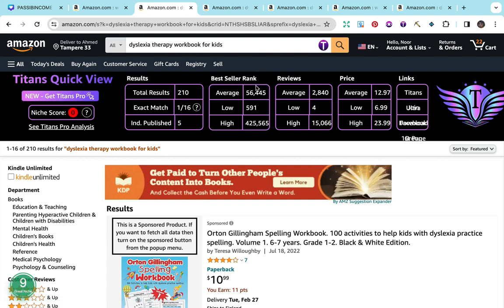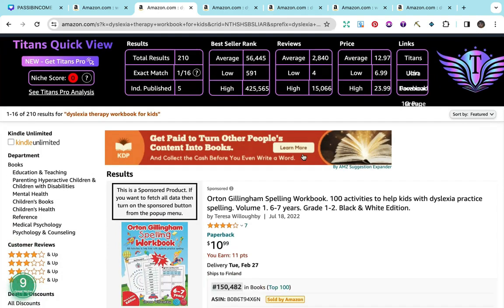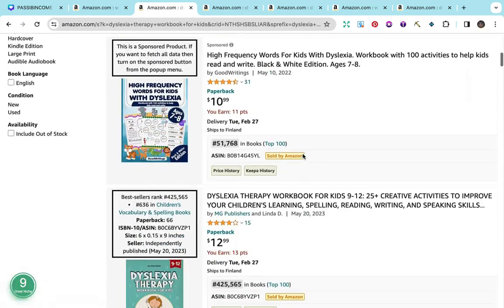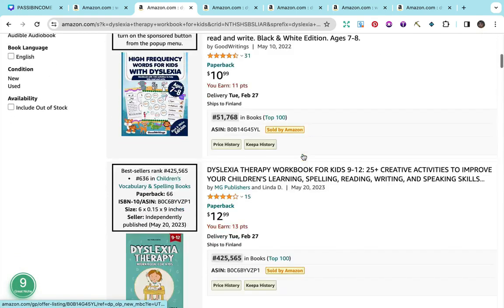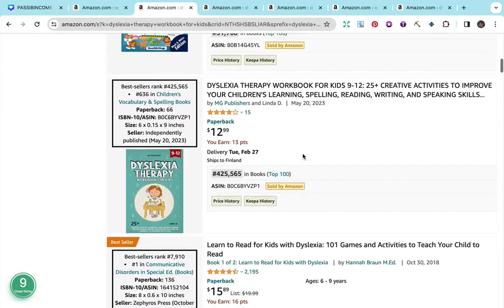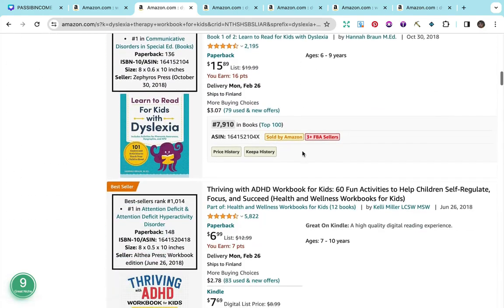Average bestseller rank is quite low, and that is beautiful to see. It is under 300,000, and it is currently averaging 56,445. Average reviews are 2,840, and average price is $12.97, reaping great rewards and a nice return on each of the books sold. So as you can see here, we have a really good amount of books under the bestseller rank that are not sponsored.